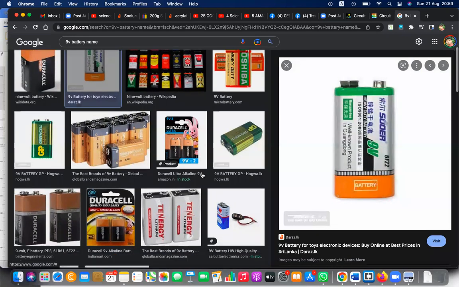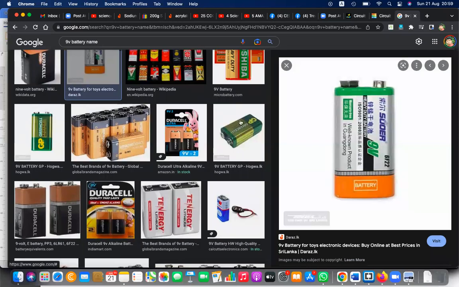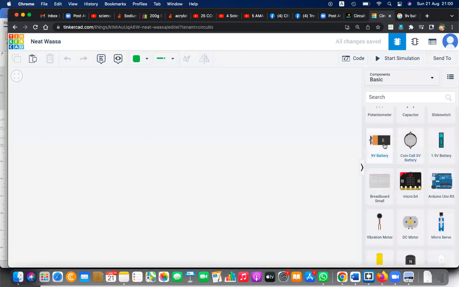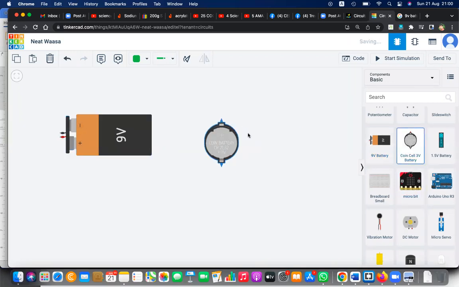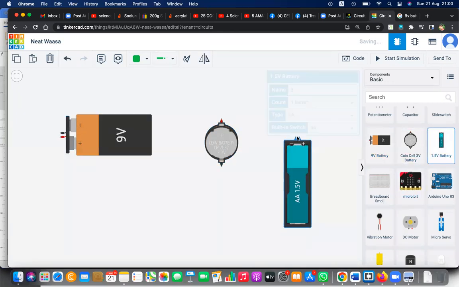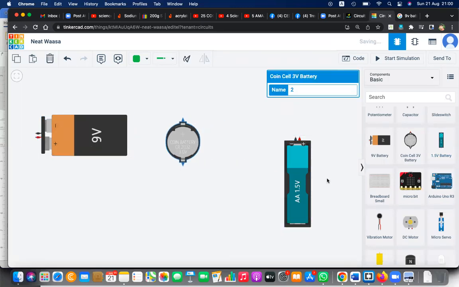Okay, then right, let's use them here. A 9 volt battery, a coin cell battery, a 1.5 volt typical battery. So these are some examples of batteries that we can use.